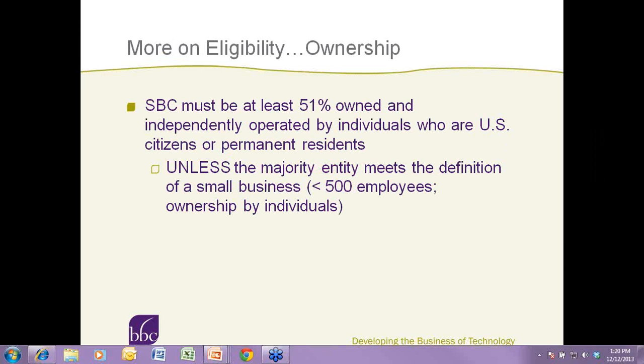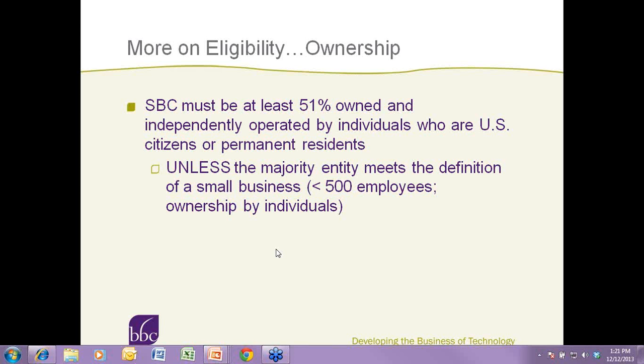As I said, the programs are restricted to U.S. companies, and they are defined as majority owned by and independently operated by individuals who are U.S. citizens or permanent residents. So the majority of the company must be owned by U.S. citizens or those who are permanent residents with the ability to work in the U.S. So a green card is required for the personnel that would be working on the project.